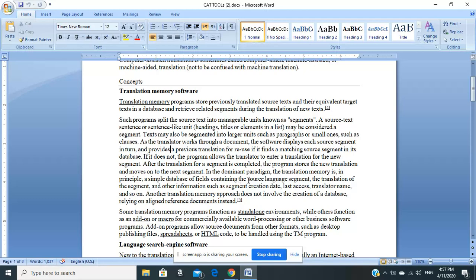segment. In the dominant paradigm, the translation memory is, in practice, a simple database of fields containing the source language segment, the translation of the segment, and other information such as segment creation date, last access, translator's name, and so on. Another translation memory approach does not involve the creation of a database, relying on aligned reference documents instead.